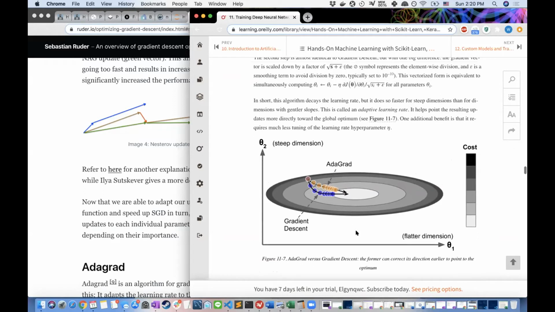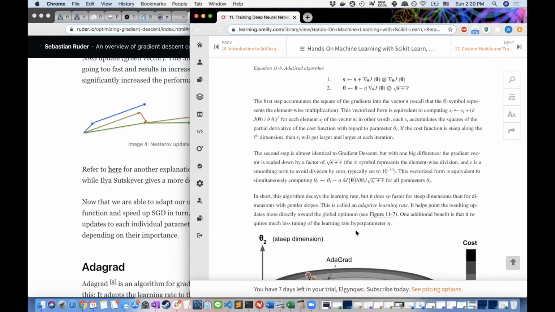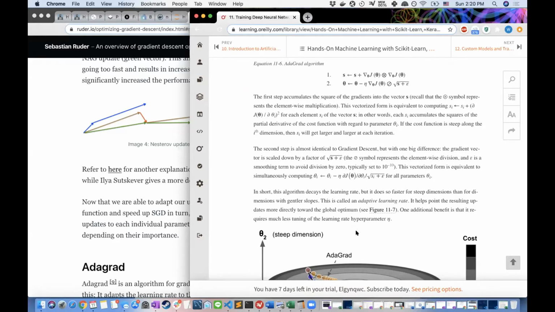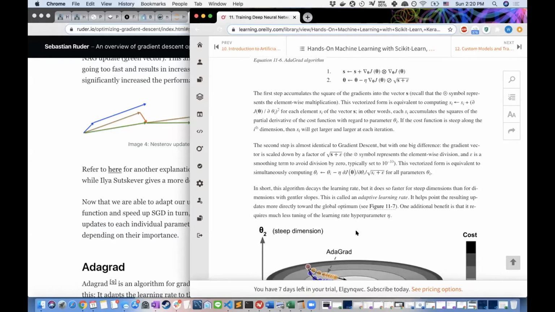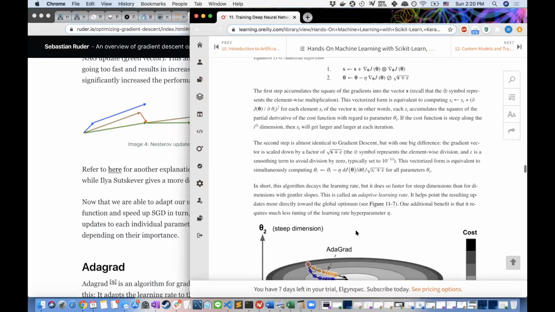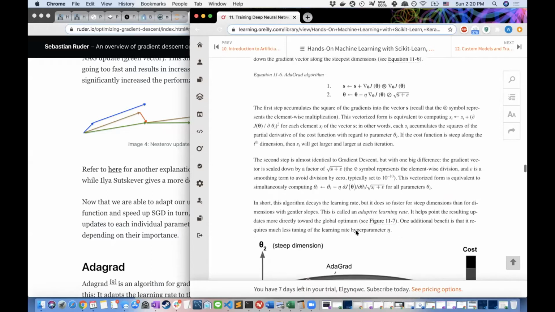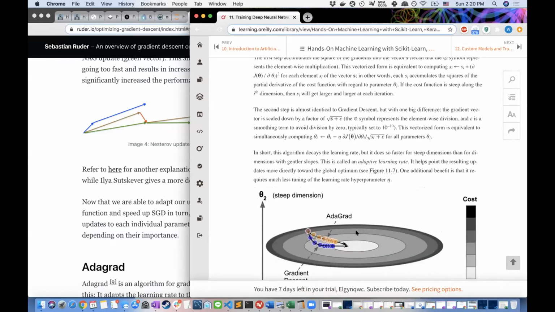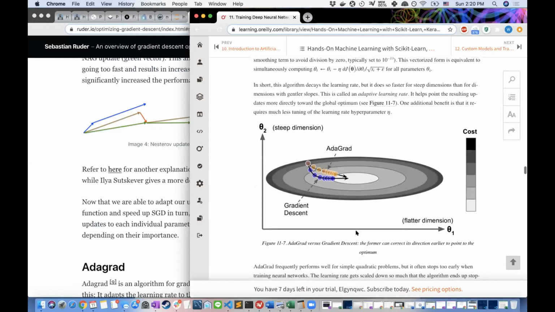Okay, it's not entirely intuitive, but I agree. I guess since AdaGrad attenuates your learning rate, you can start with a much higher learning rate as opposed to if you were starting with gradient descent. That's a good point.